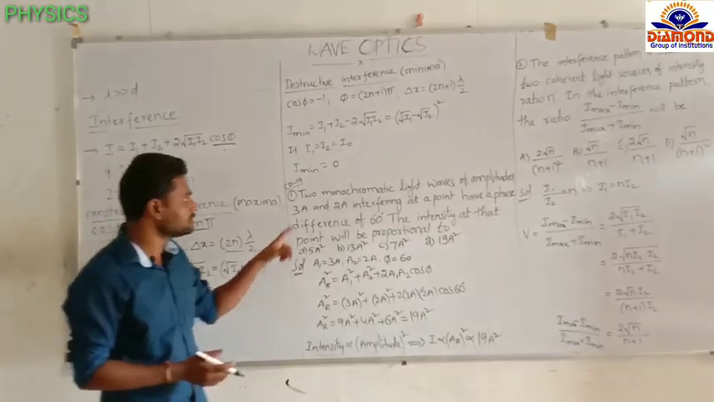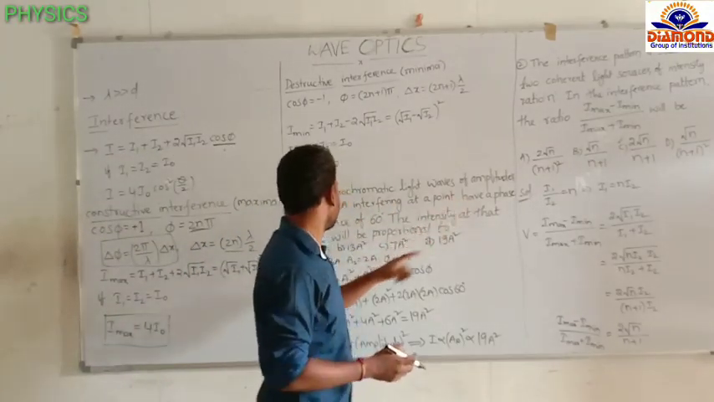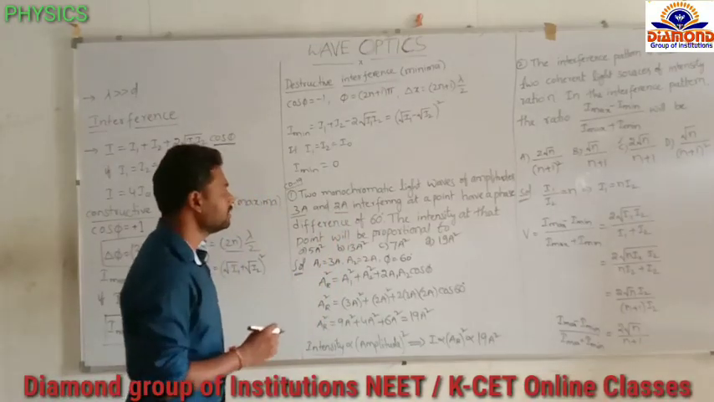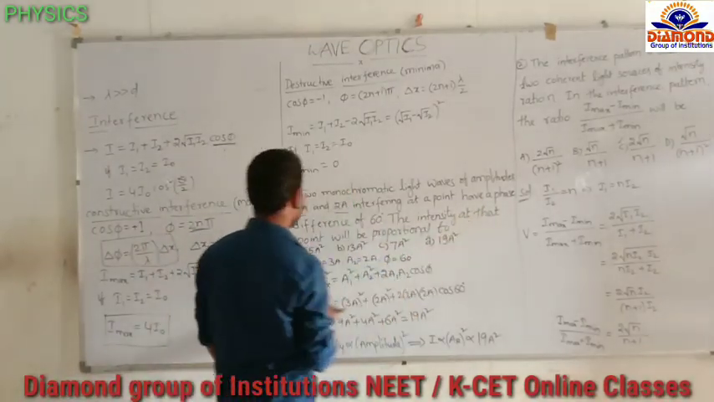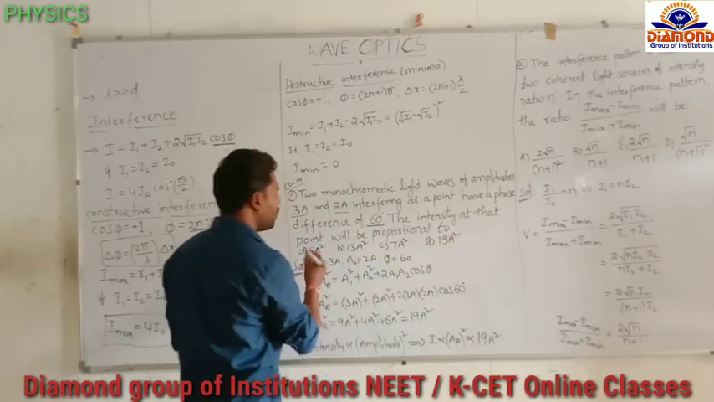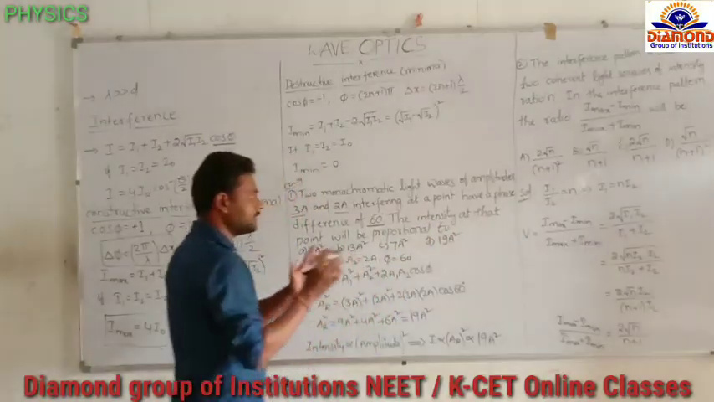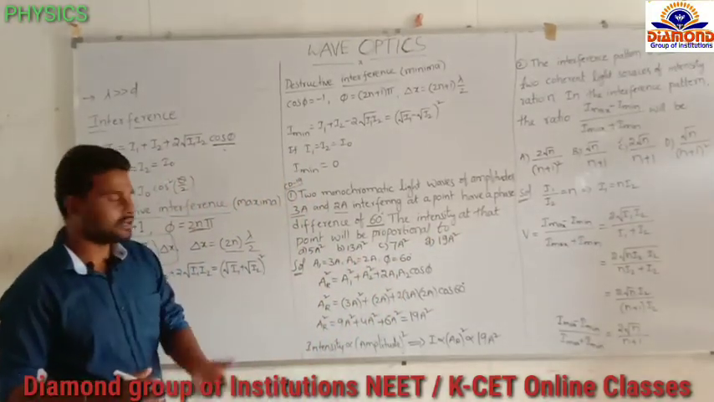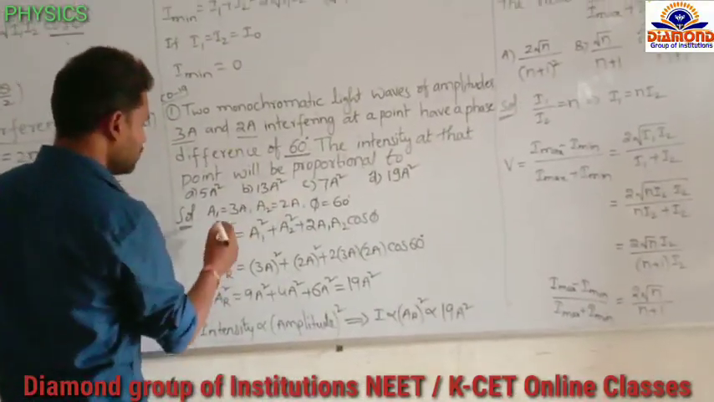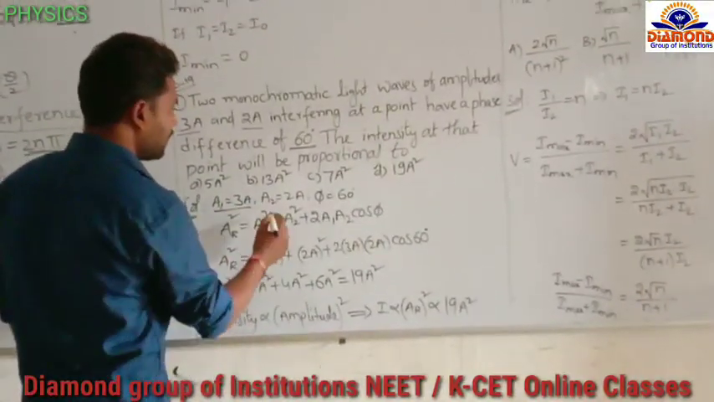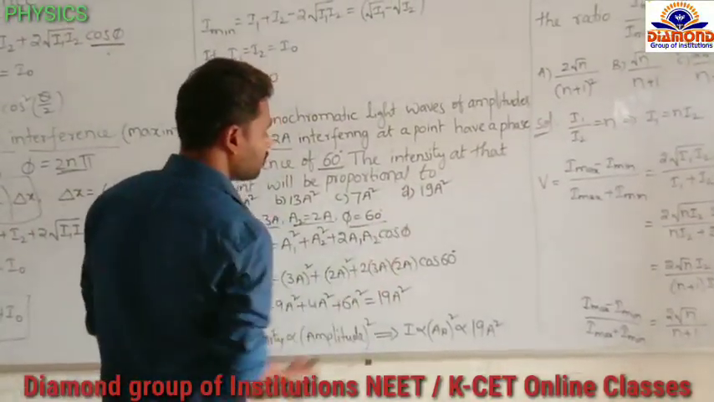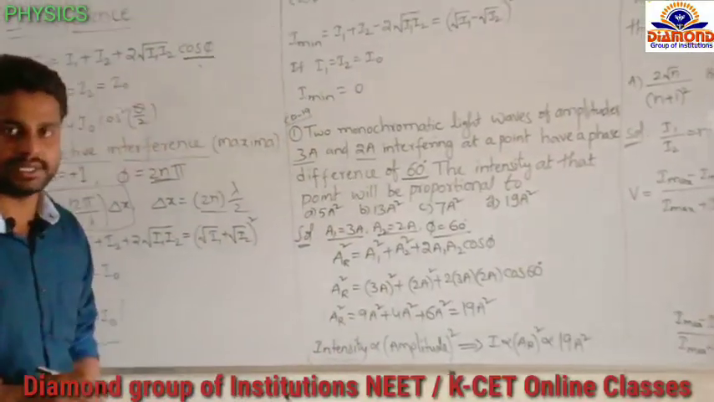The question is, two monochromatic light waves of amplitudes 3a and 2a, interfering at a point, have a phase difference of 60 degrees. The intensity at that point will be proportional to what? So at that point, what is the intensity, that we have to find. In the question they have given the data, so write down the given data. One wave's amplitude is 3a and the second wave's amplitude is 2a, and the phase difference between the two waves is 60 degrees.